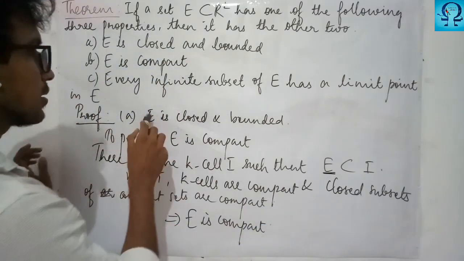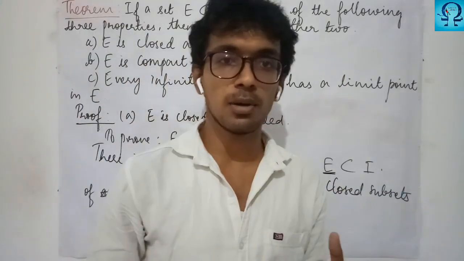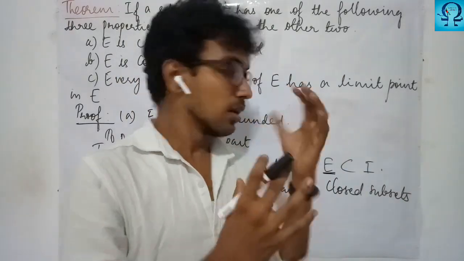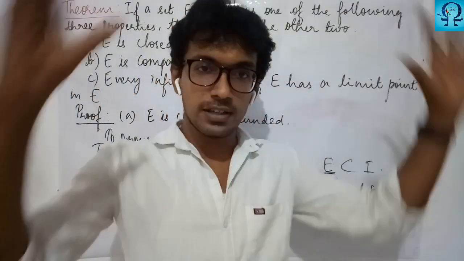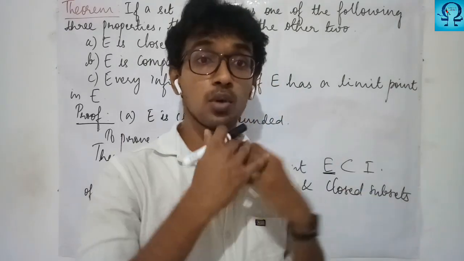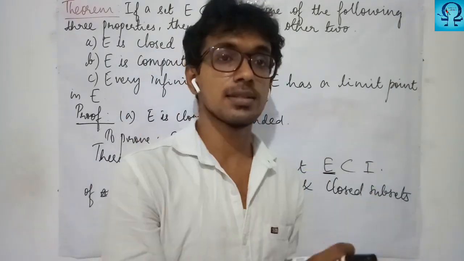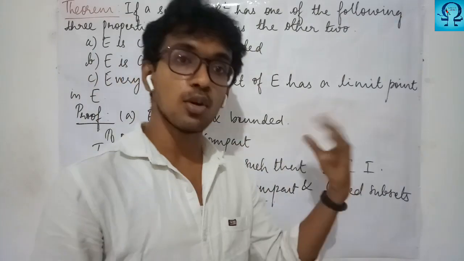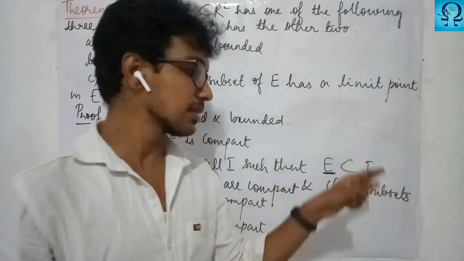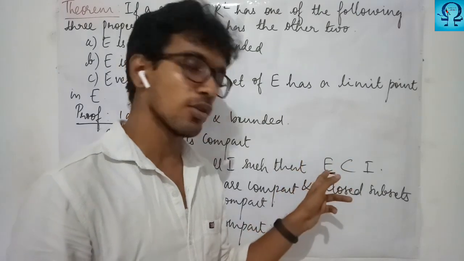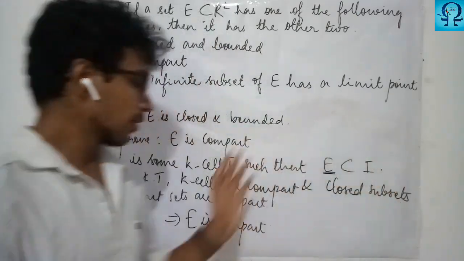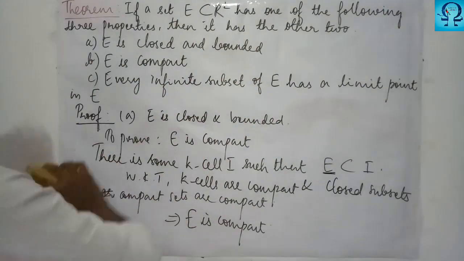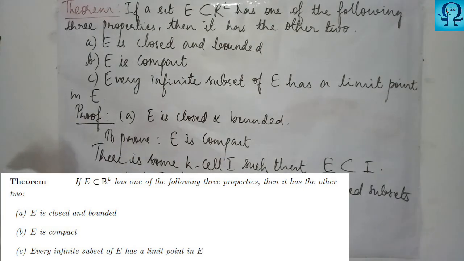Here, just because E is given to be bounded, we are able to identify a k-cell, because whatever may be your set E, you can choose the k-cell large enough to fit the set inside. And E is given to be closed, so you may treat E as a closed subset of the k-cell. Using the results that this k-cell is compact and E is a closed subset of that k-cell, we may prove E is compact. So let me erase it completely, and you can see the things on the screen as well.